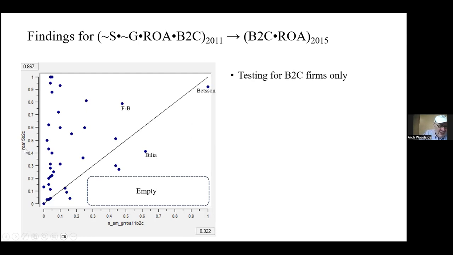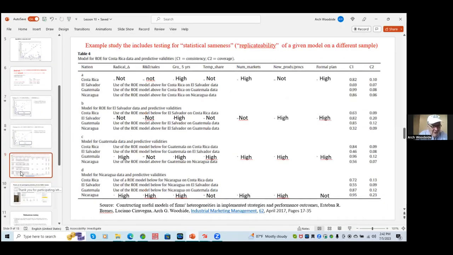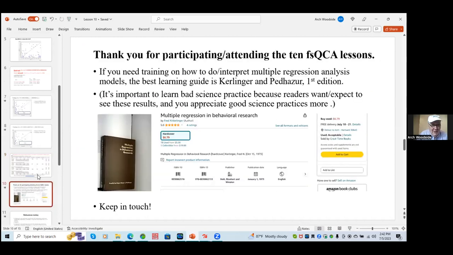And so we don't have low performance on return on assets in 2015 for the firms that have high scores or medium scores on the antecedent condition, which is low social and low governance and high ROA back in 2011. So again, the beauty of that is that we're using the same model on two separate sets of data.